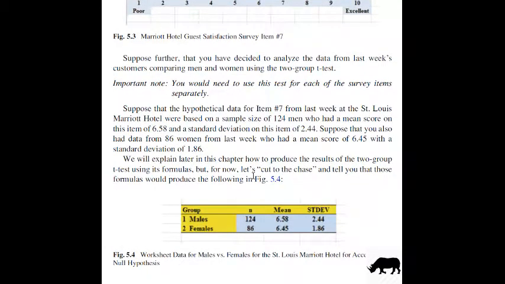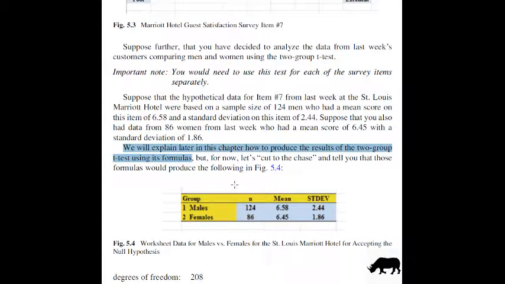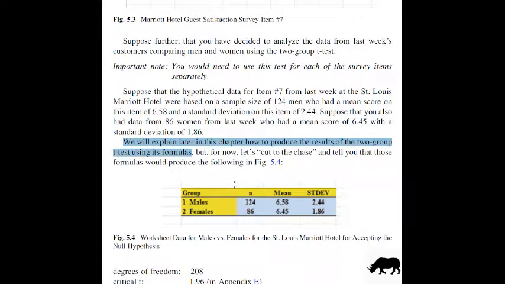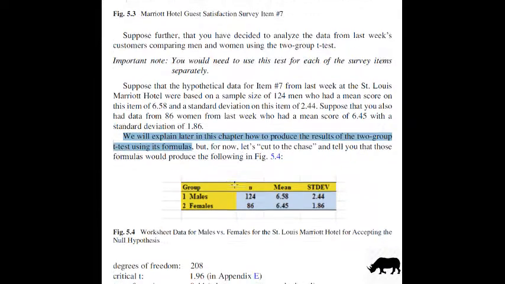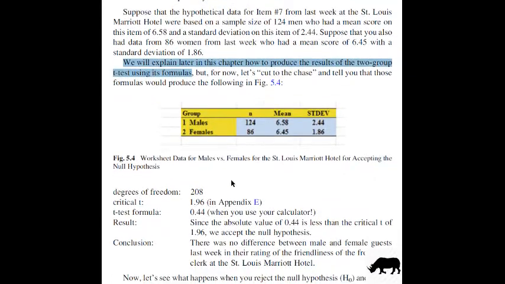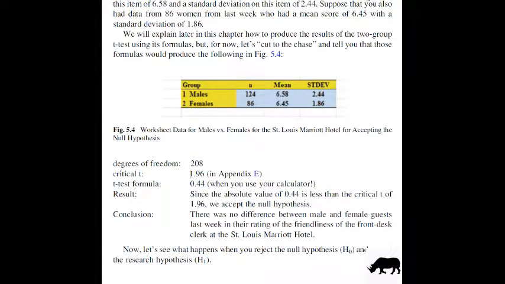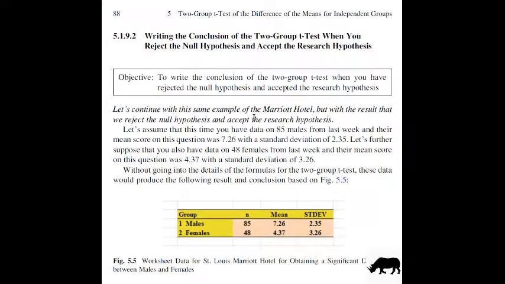We will explain later in this chapter how to produce the results of the two-group t-test using its formulas. But for now, let's cut to the chase and tell you that those formulas would produce the following result.